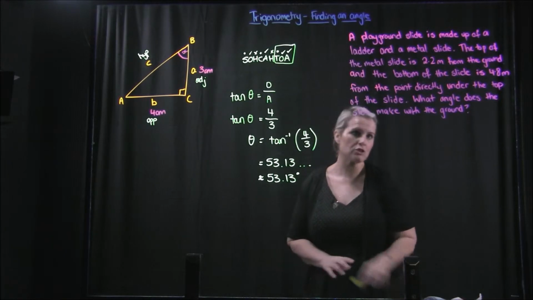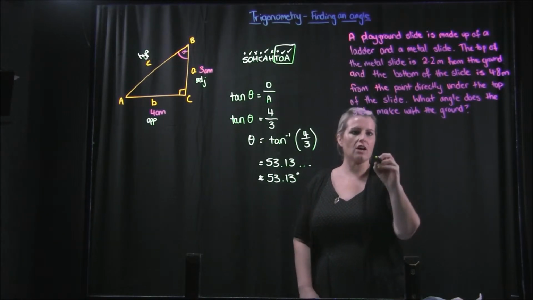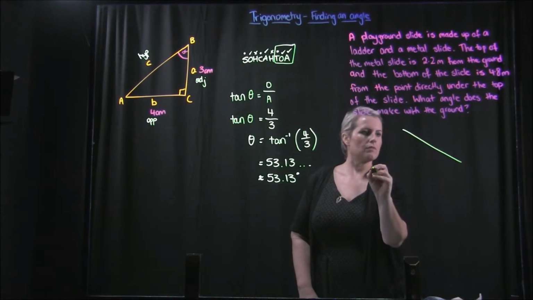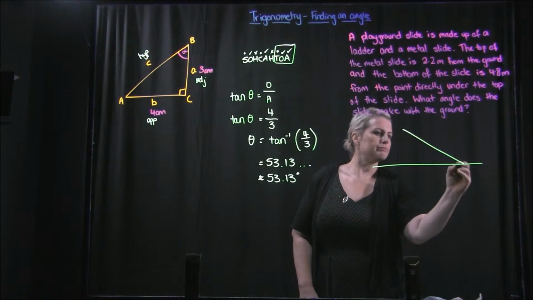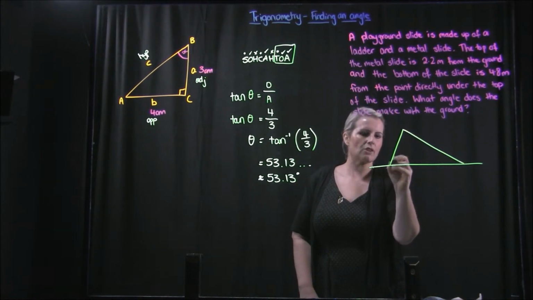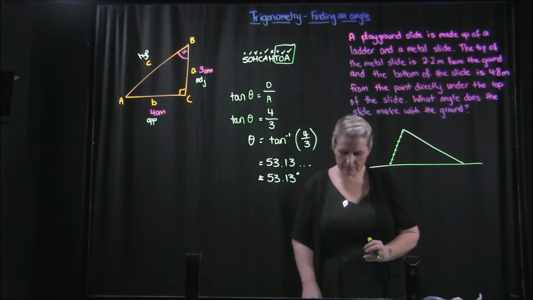Okay, so the first thing we're going to do is draw a diagram. Definitely. Let's have a look at what I've got. I've got a slide. So here's my metal slide. Here's my ground. Okay, metal slide. Now I'm going to have a ladder, but of course the ladder is going to be, let's just do that so it indicates a ladder.